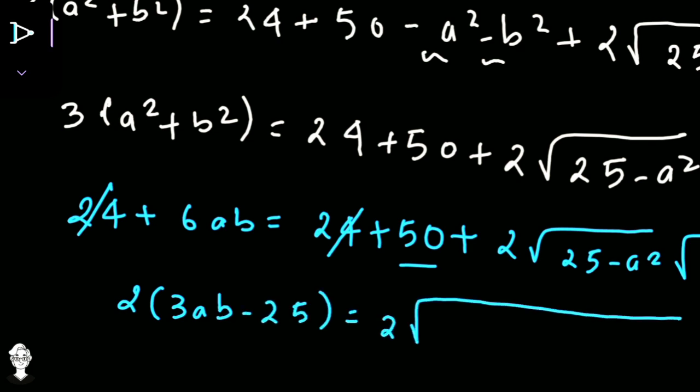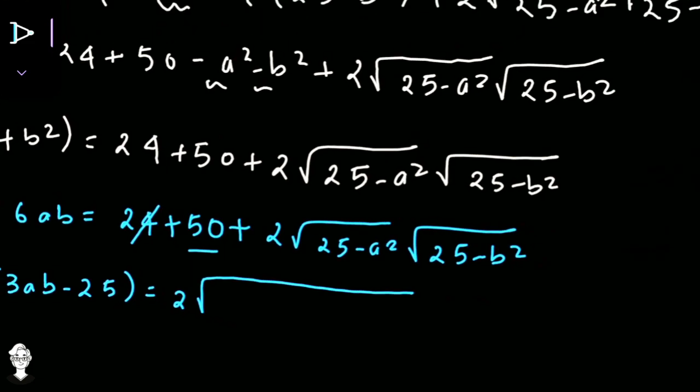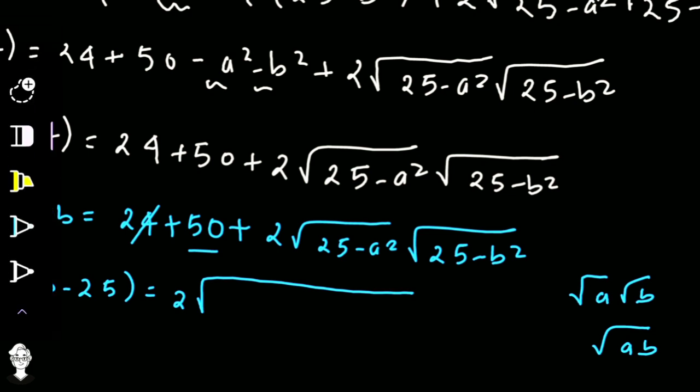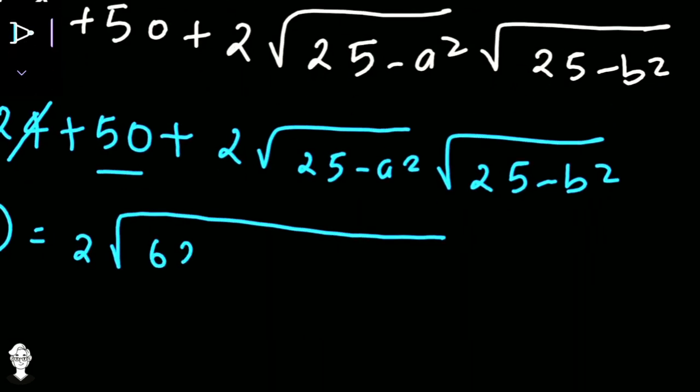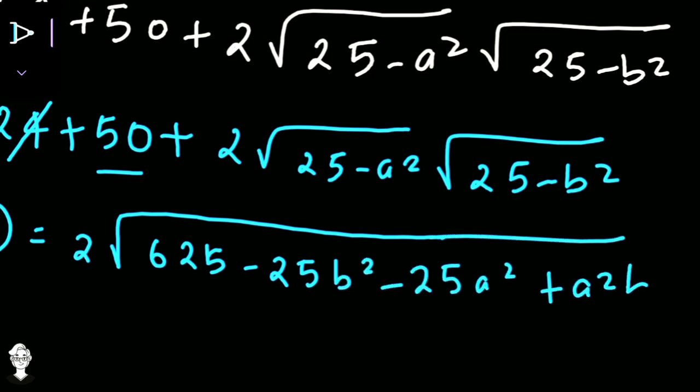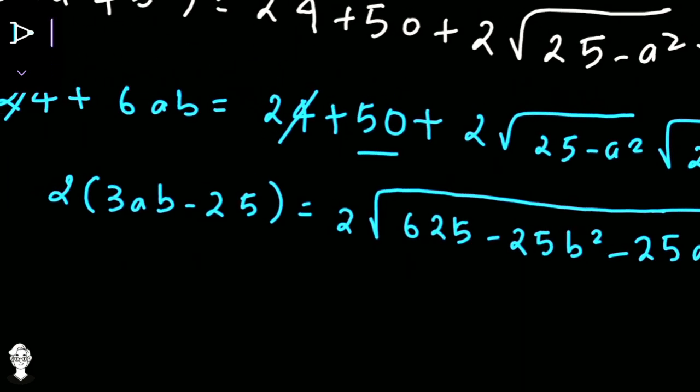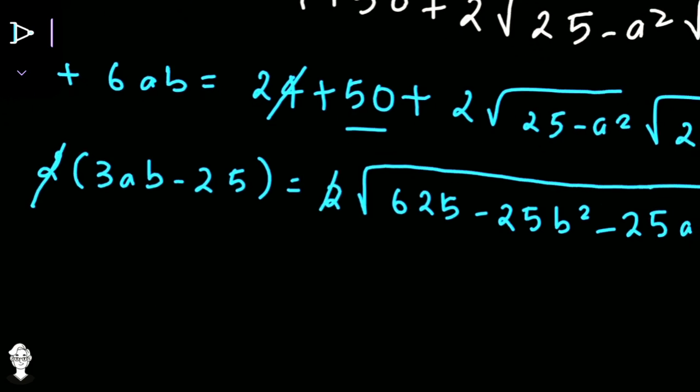to 2 times square root of, now just multiplying this both, as we know the exponential rule, square root of a times square root of b is square root of ab. So similarly over here I will just take the common square root and multiply the brackets inside. So it would be like this way, 25 into 25, 625 minus 25b square minus 25a square and positive a square b square. Yes, it's a normal thing over here. Just we have multiplied this both brackets together and put all of them inside the under root according to the exponential rule. Now I can see 2 and 2 got cancelled over here.